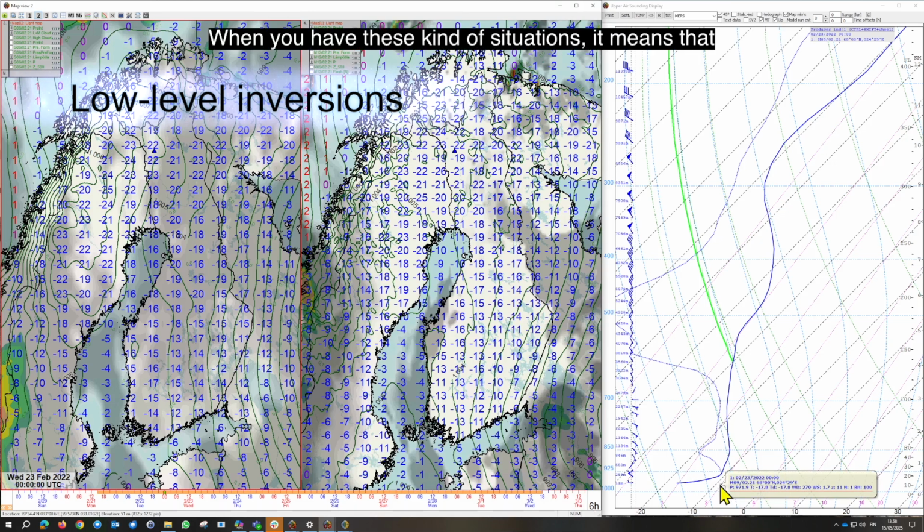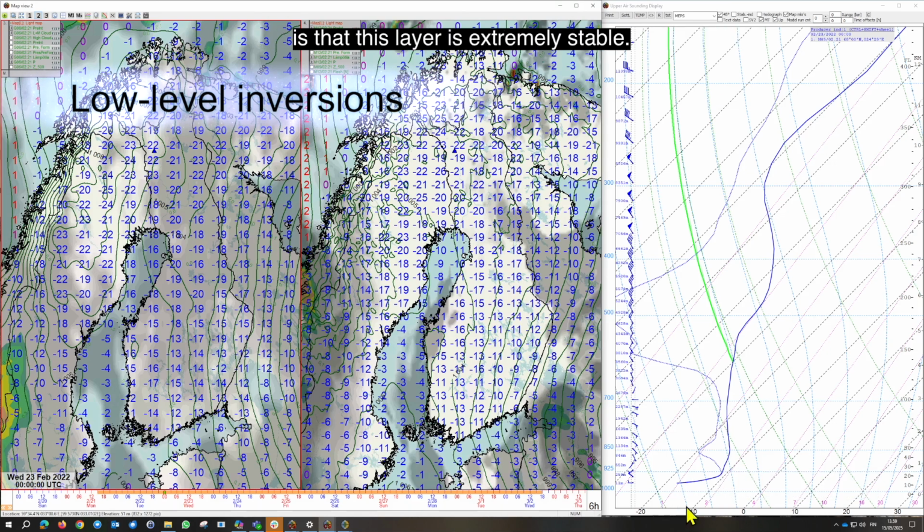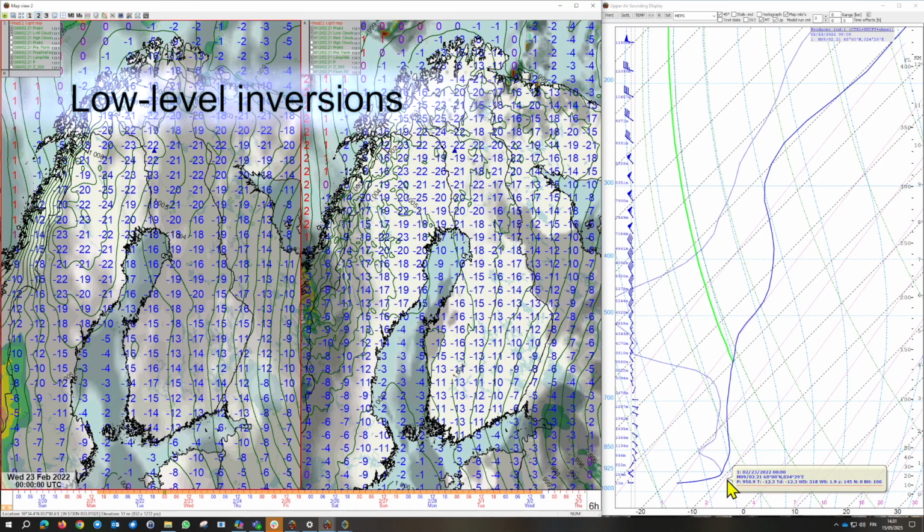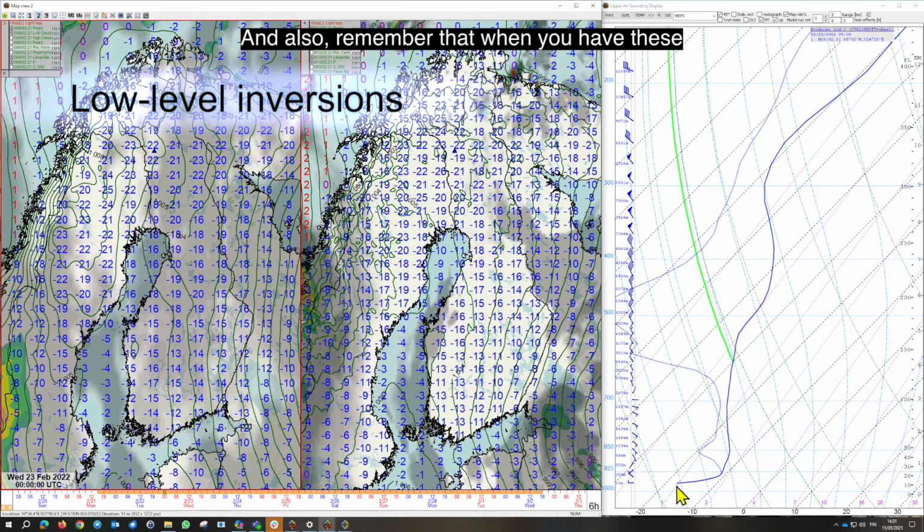When you have this kind of situation, it means that your air quality might actually be getting poorer, and the reason why your air quality might be getting worse is that this layer is extremely stable. An air parcel cannot penetrate through this, so you would need to have sunshine or higher wind speeds that could break this inversion layer. So all the smoke or the fumes from the cars are kind of trapped inside this inversion bubble that sits on the ground. And also remember that when you have these inversion cases, the models are not good at trying to forecast the temperatures in these situations.